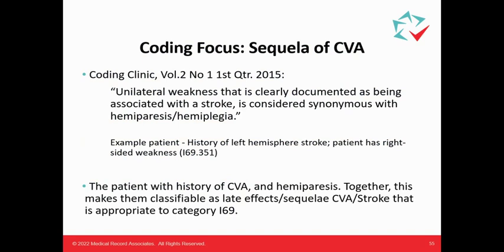All right, and this is a really important Coding Clinic from 2015 for the coding of sequela of a CVA, specifically unilateral weakness. So unilateral weakness that is clearly documented as being associated with a stroke is considered synonymous with hemiparesis or hemiplegia. Example: patient has history of left hemispheric stroke. Patient has right-sided weakness, which codes to I69.351.